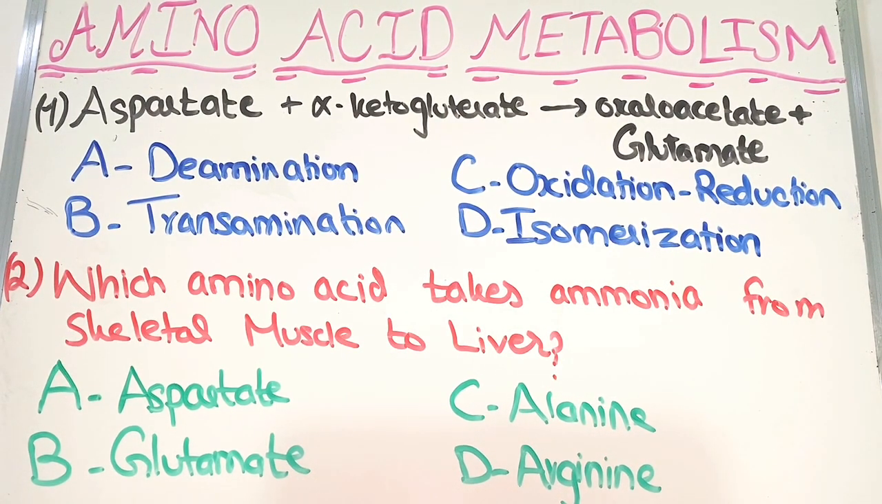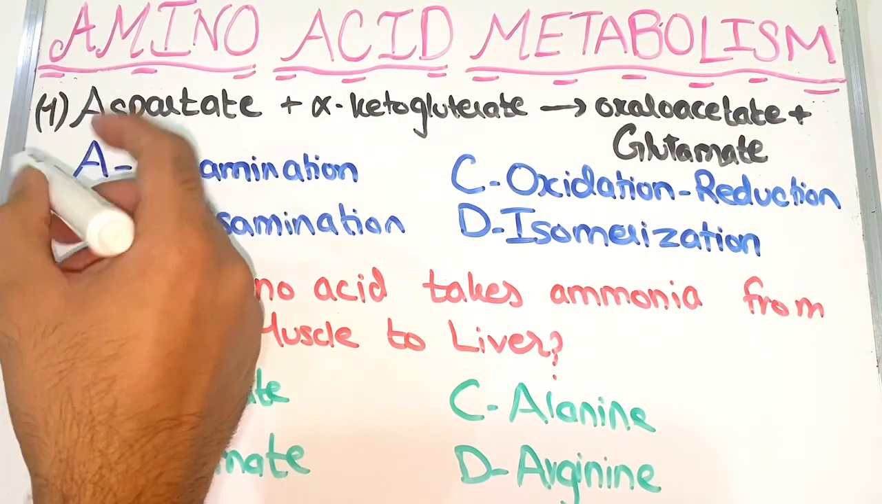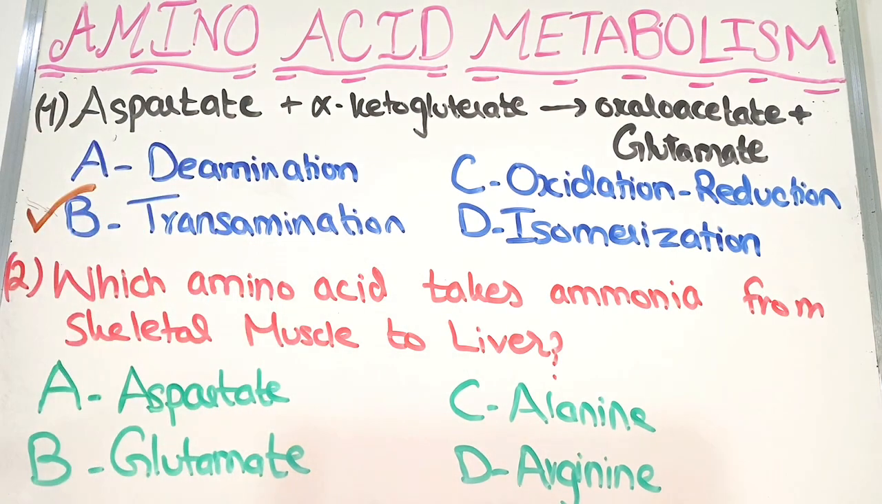Aspartate plus alpha ketoglutarate is converted into oxaloacetate plus glutamate. Which reaction is this? This is the most simple question. As we know, this is transamination, in which one amino acid and a keto acid are converted into glutamate and oxaloacetate.